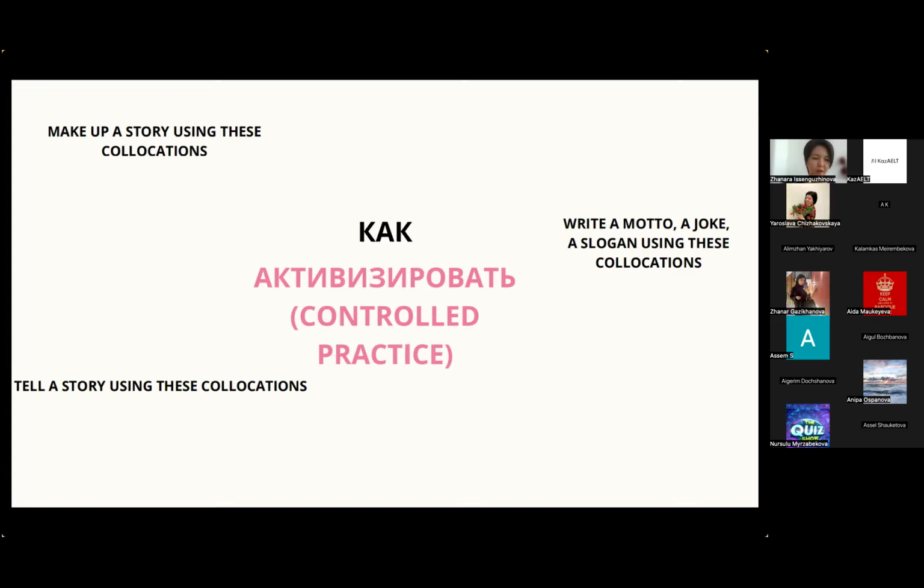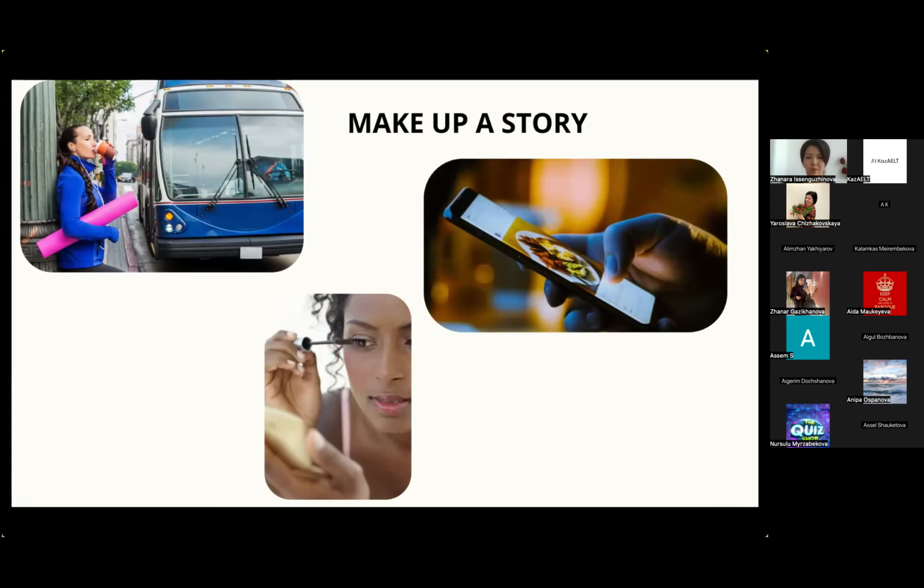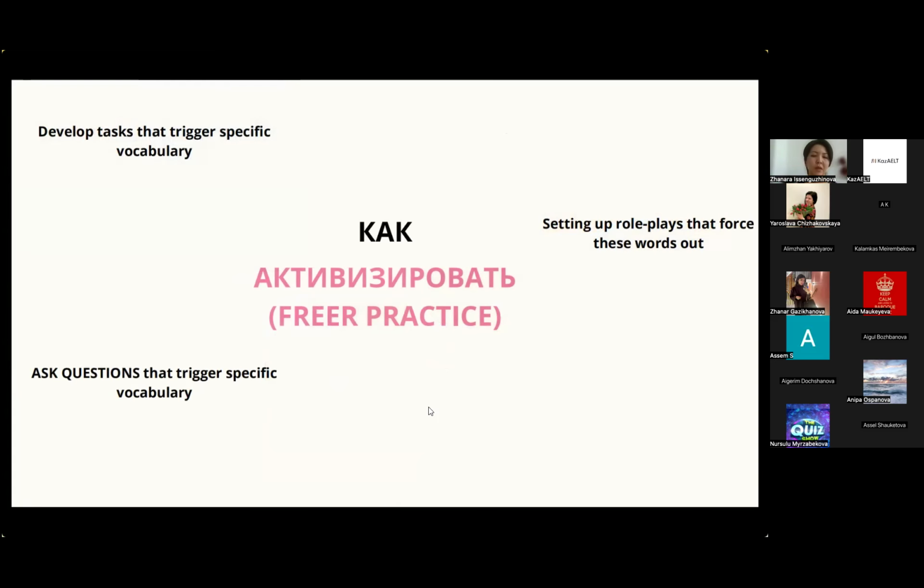So we try to mention in our tasks that you need to do this and that using these collocations, and you just attach the list of these collocations. That is what controlled practice is. For example, make up a story, and we have some pictures right there: wait for a bus, scroll through the feed, put on makeup. And then after that, we've got freer practice here.